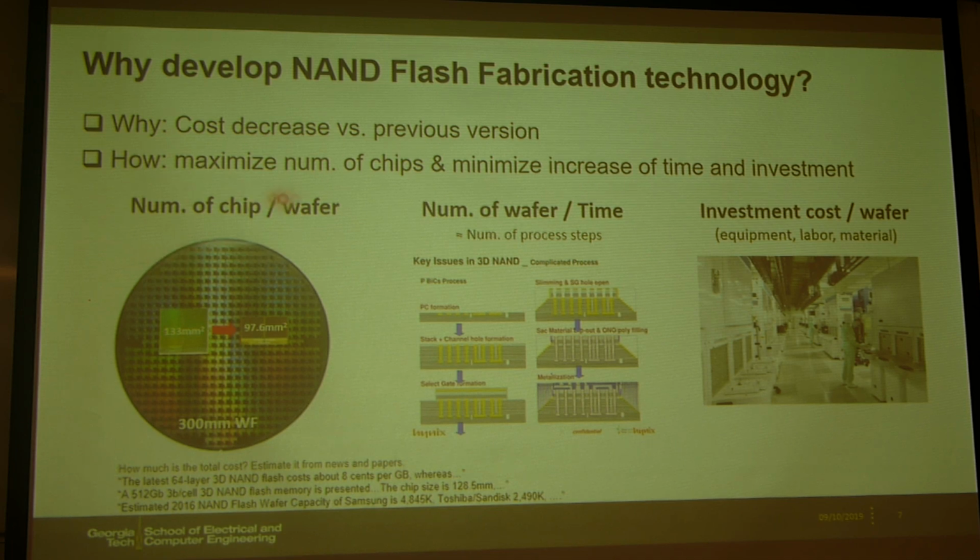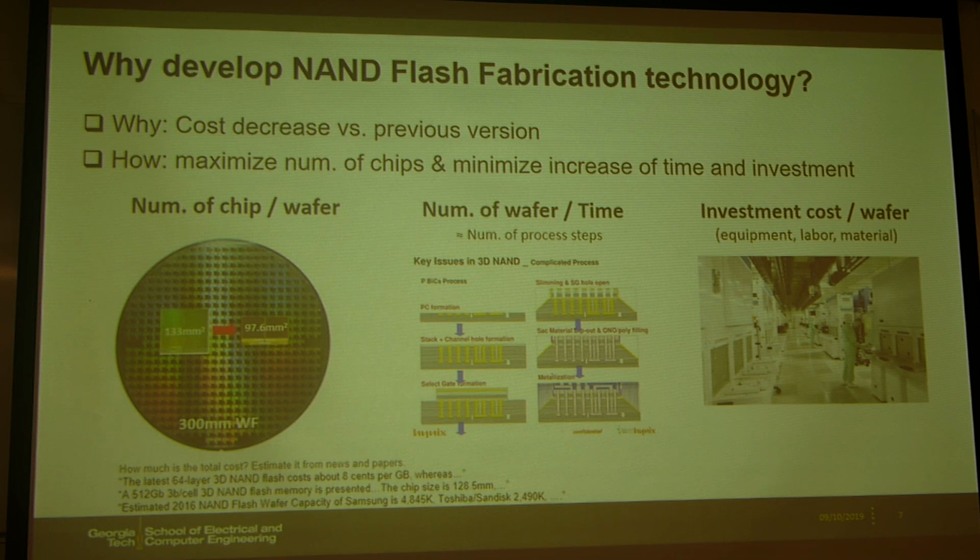The first is the number of chips per wafer. For example, if we can make the chip size around 30% smaller than the previous one, then the number of chips can be increased by more than 30%. That means the cost could be decreased by 30%, right? So this number of chips per wafer is the most important factor, and this is why we developed the NAND Flash fabrication technology.